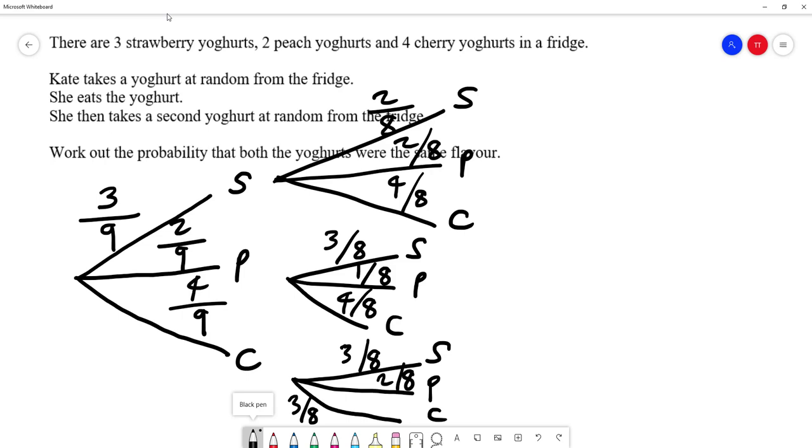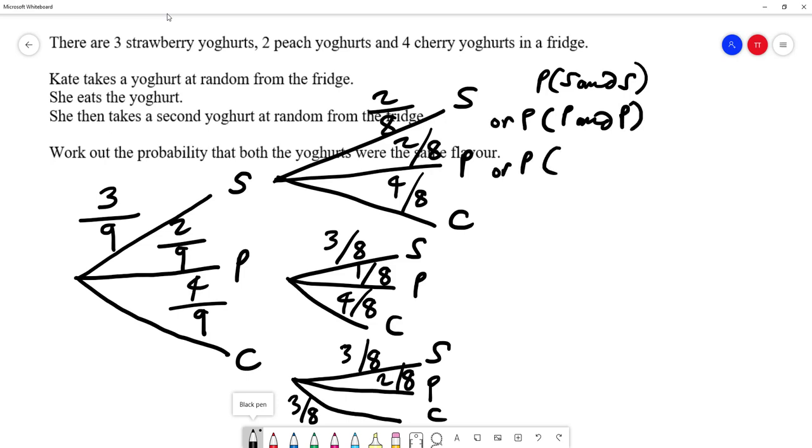Now the question says, work out the probability that both yogurts selected were of the same flavor. So it means that she can get a strawberry and a strawberry, a peach and a peach, or a cherry and a cherry. So don't forget 2 key words in probability. And always means multiply, or always means plus.